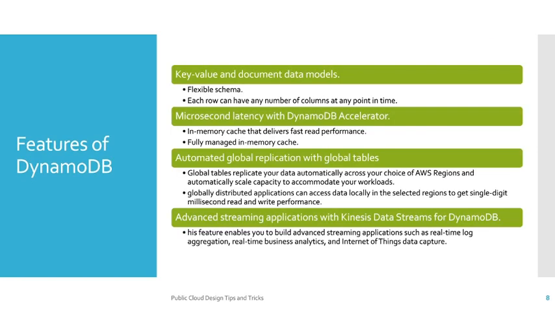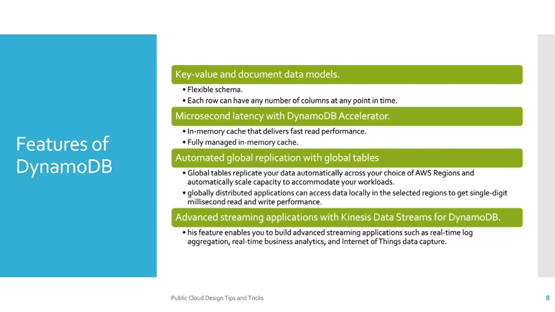Now let's try to understand what are all the different features DynamoDB offers. The first feature is key value and document data model. That means you can have a flexible schema. Each row can have any number of columns at any point of time. So if you want to add any number of columns into a table or into your database, you can add them at any point of time. That is the power of DynamoDB.